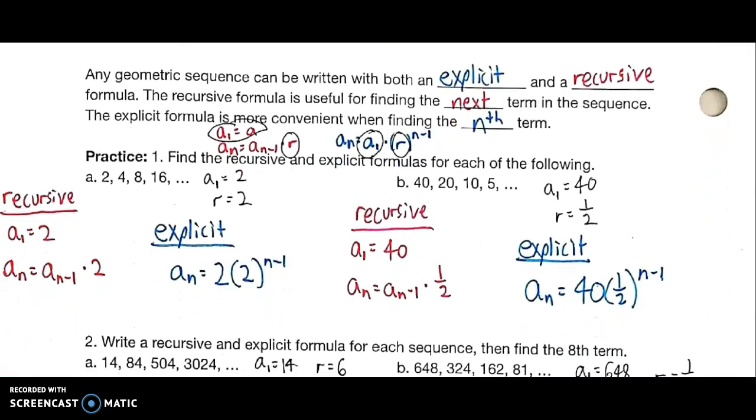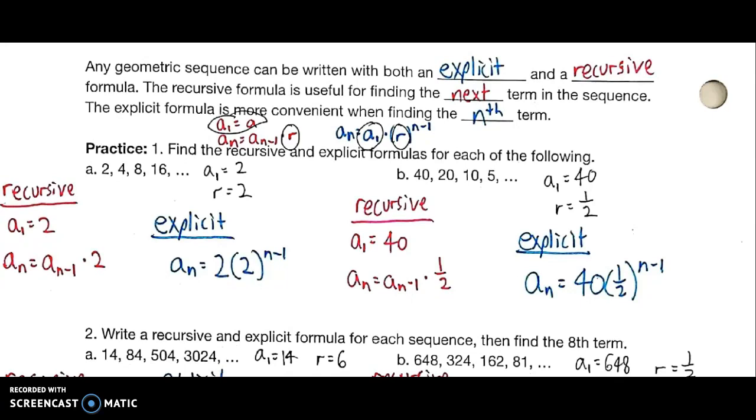So also any geometric sequence, again, we see our two formulas can be written both explicit and recursive formula. Recursive formula is useful for finding the next term in a sequence. So that's if I start with a few values, I just want to extend that a few terms more. Explicit formula is better and more convenient if I just want to jump to a certain term. So if I ask for like the 100th term in a sequence, it's going to be easier to use that explicit formula. With recursive, you'd keep having to find each term until you get up to 100.